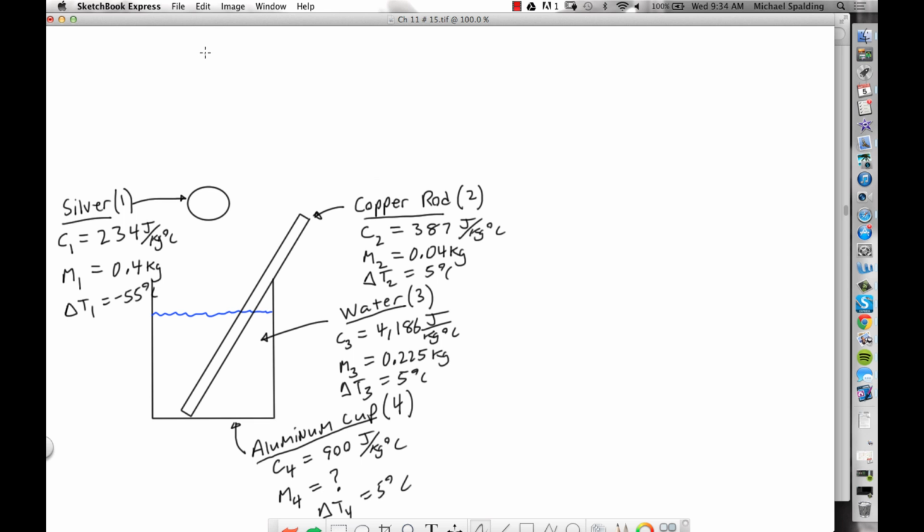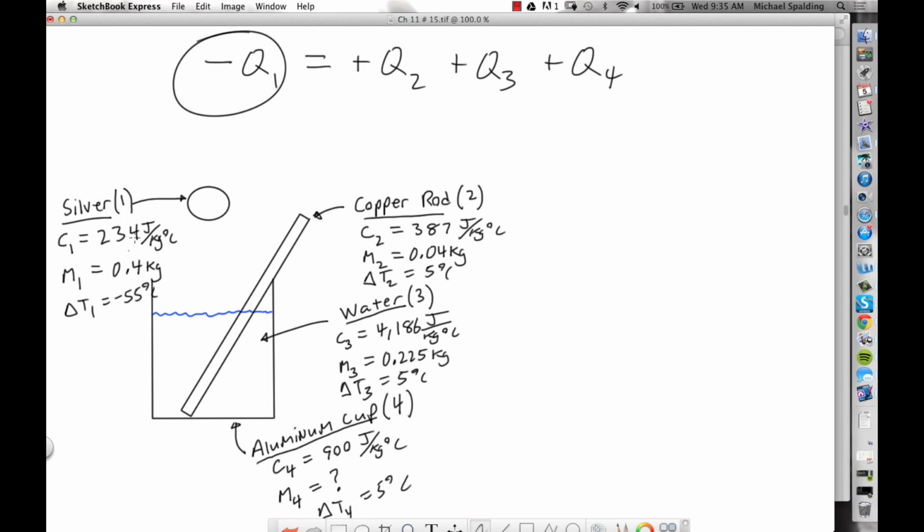The object losing heat is the silver, so I'm going to say negative Q1. The objects that gain heat are all three of these. We have three objects that gain heat, so it's going to be Q2, Q3, Q4, where Q is heat. All we're saying is the heat lost equals the heat gained. We have one object losing heat and three objects gaining heat.